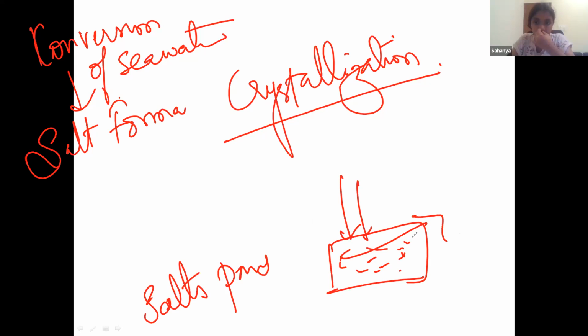It is not near to the sea, just beside the sea. There will be small lakes also, so near the lakes this salt water will be there. They make small pits near the lakes and collect that salt water into them. Due to sun rays, the water gets evaporated and you are left with small salt crystals. Understood? So this is crystallization.